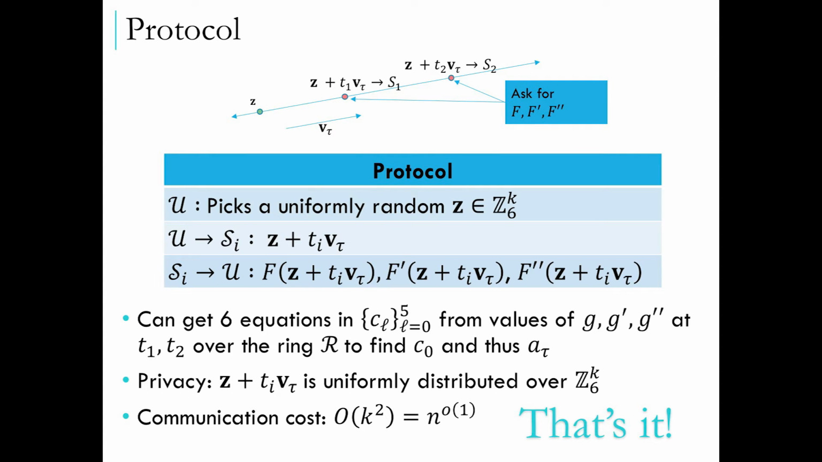And if you look at the communication cost, the user is sending a k-dimensional vector to each server, and the server replies back with the value of f, which is just one entry, f prime, which is the gradient, has k entries, the set of all first order partial derivatives, and f double prime, which is a k by k matrix of all second order partial derivatives, is the largest term, so it has k squared entries. So the total communication is order k squared, but k is still n to the little o of 1, so the communication cost is still n to the little o of 1.